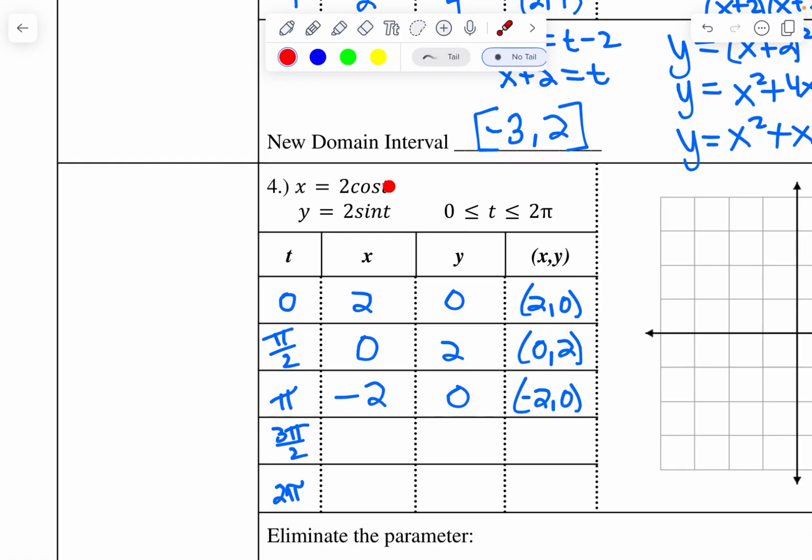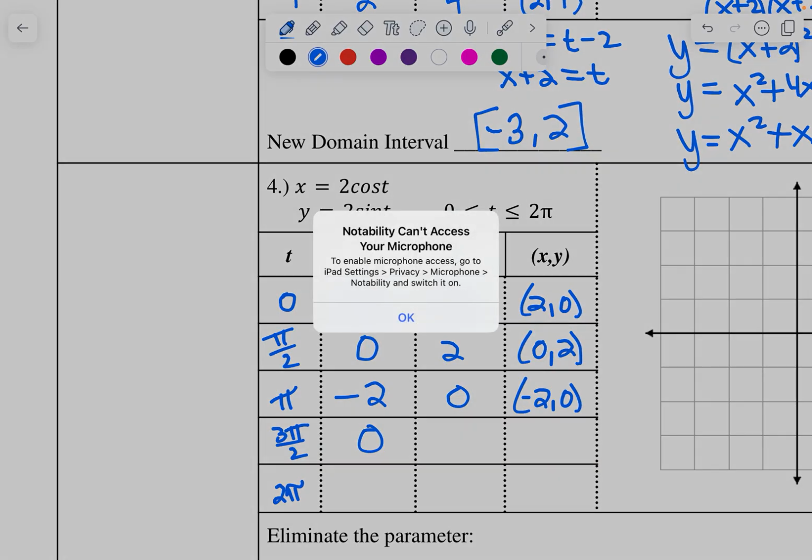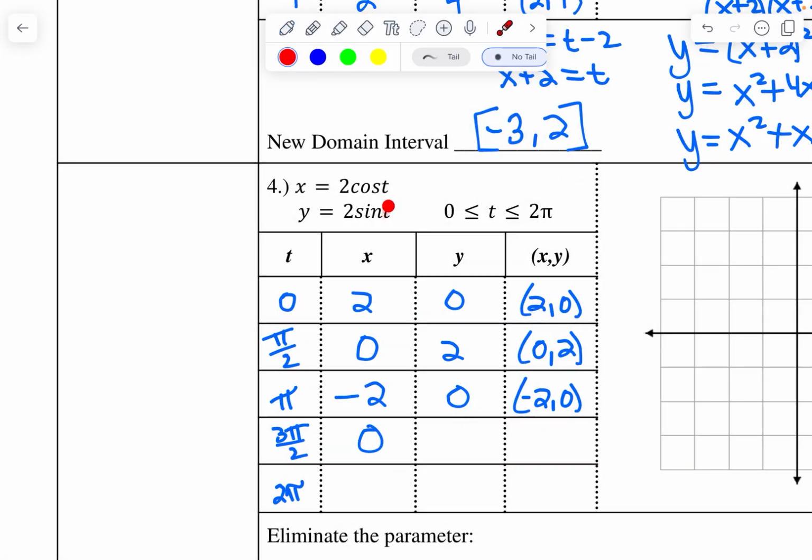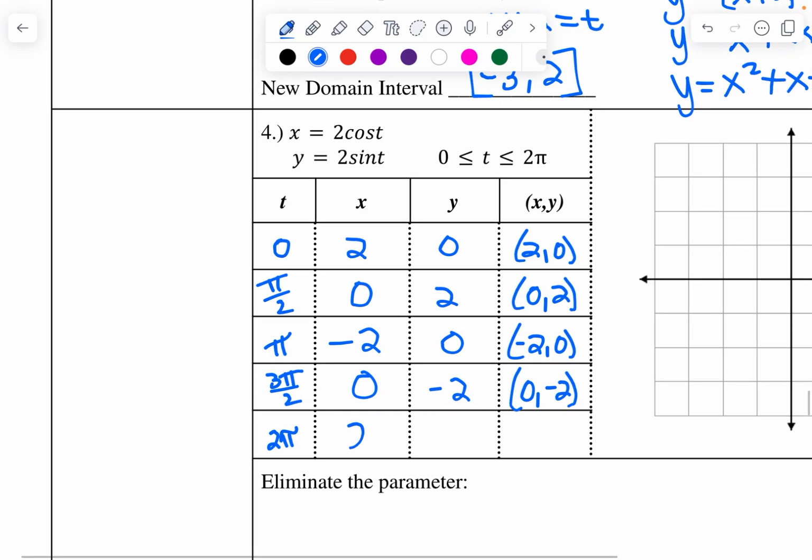Plug in 3 pi over 2, so cosine of 3 pi over 2 is 0, times 2 is 0. The sine of 3 pi over 2 is -1, times the 2 gives us -2. 2 pi, so the cosine of 2 pi would be 1, times 2 is 2. Sine of 2 pi would be 0.